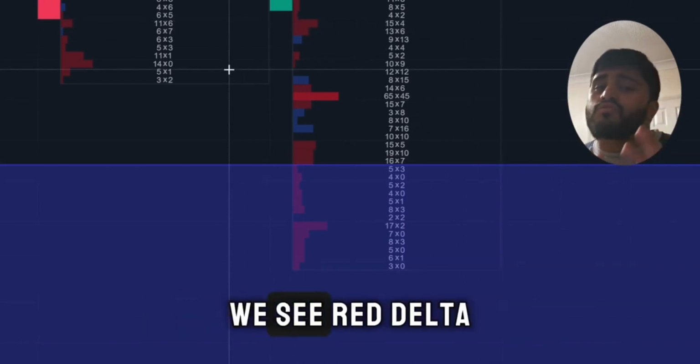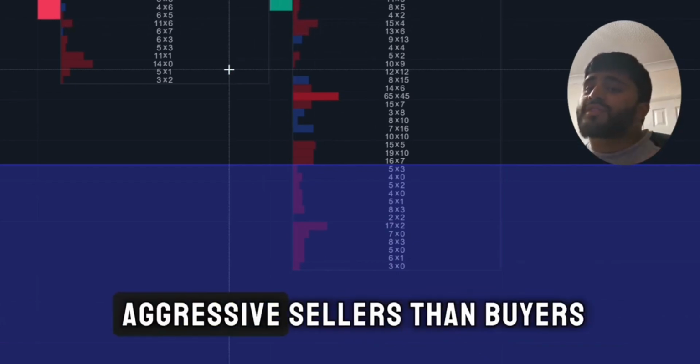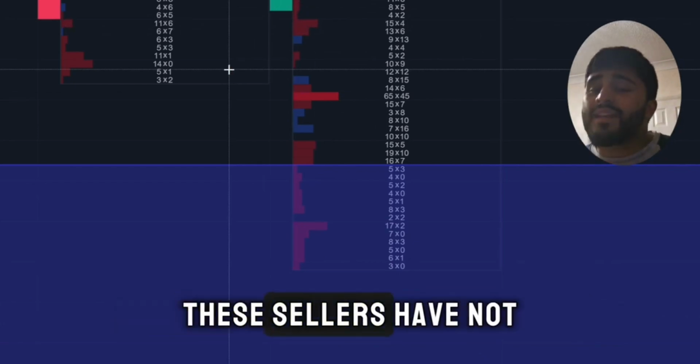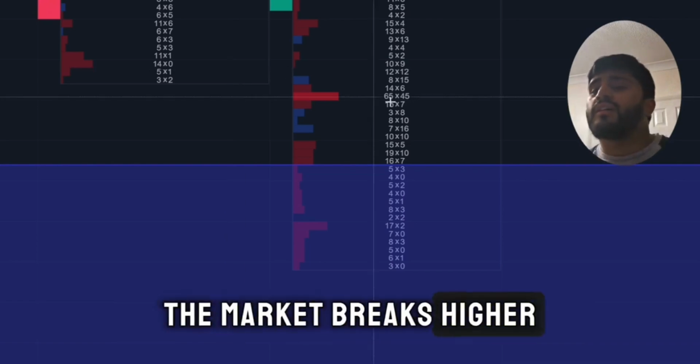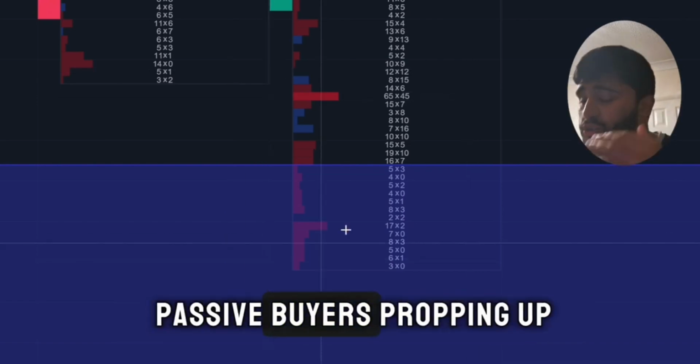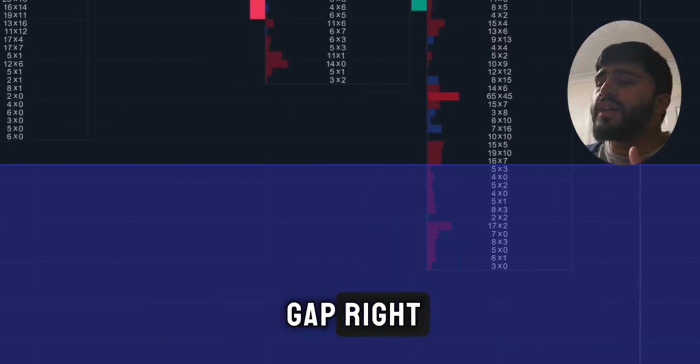21,202, and so we see a ton of red delta over here. We see red delta, which means there's more aggressive sellers than buyers. These sellers have not been rewarded, the market breaks higher. This means that there's passive buyers propping up in this fair value gap, right? This fair value gap has been supported.